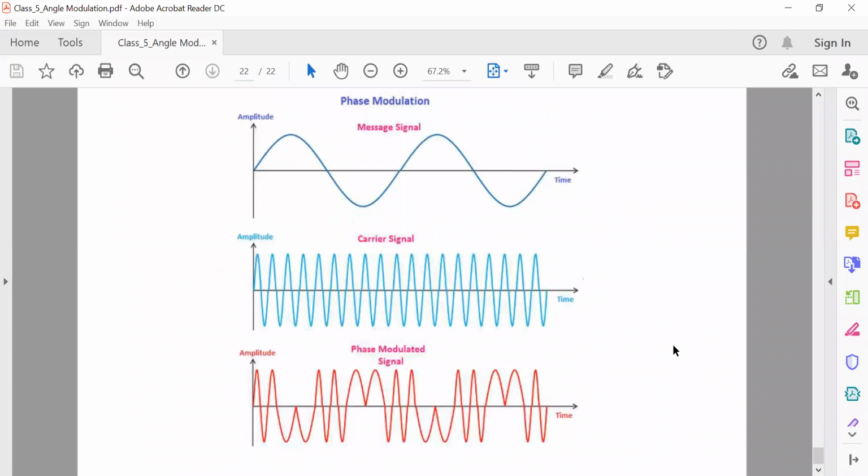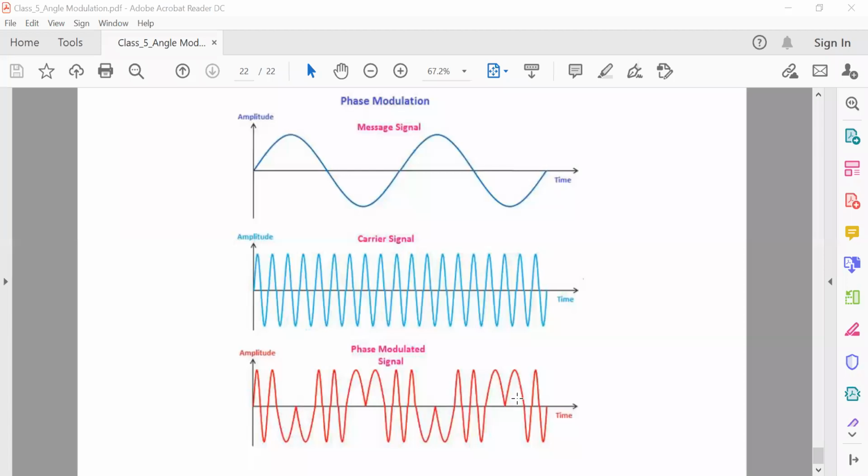Here the first figure shows the message signal, the same as in AM and FM. The second figure shows the carrier signal, and then the modulated signal, which is the phase modulated signal. You can see from these figures that the phase of both the positive and negative half cycles of the carrier signal varies as per the amplitude variations of the modulating signal.